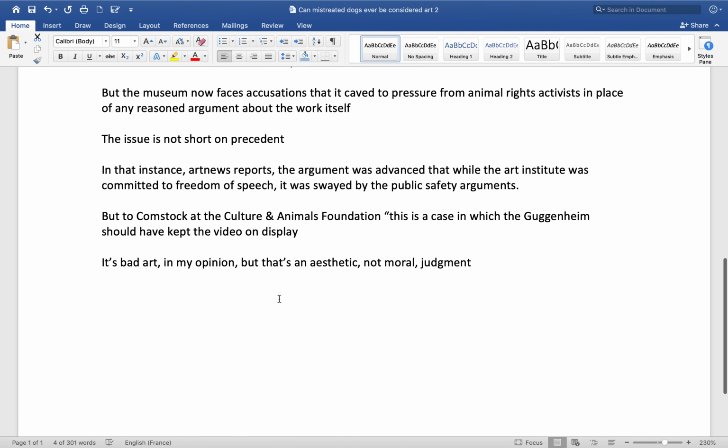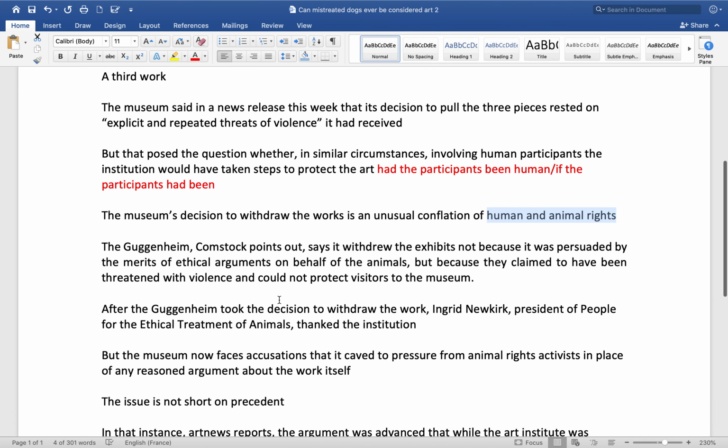That's all I'm left with, right? So I can very quickly read through this article. The next paragraph is a long sentence that I've kept. The Guggenheim Comstock points out. So I have removed part of the text. I don't know who Comstock is, but I suppose this is a commentator on the situation. He will probably be identified on the second reading when I get more into the details.